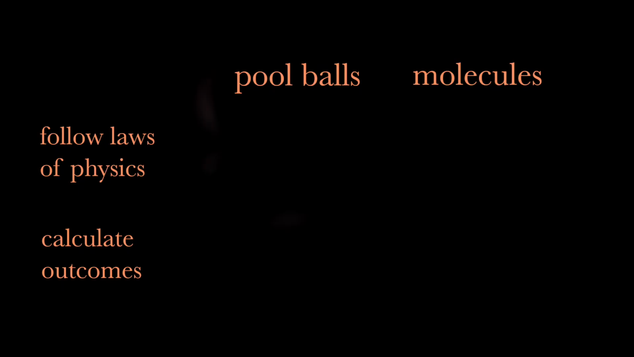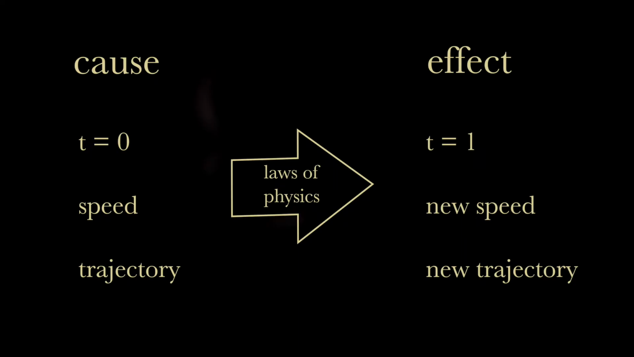Molecules are like pool balls when they collide. Both obey the laws of physics, and you can calculate their post-collision motion. The outcome of any collision is determined by the states of the molecules at impact. Their speed and trajectory at t equals 0 will always dictate their state at t equals 1 a moment later. This cause and effect is linked by the laws of physics and will never vary.